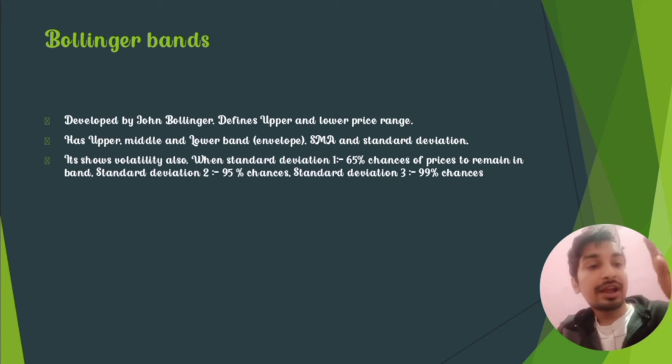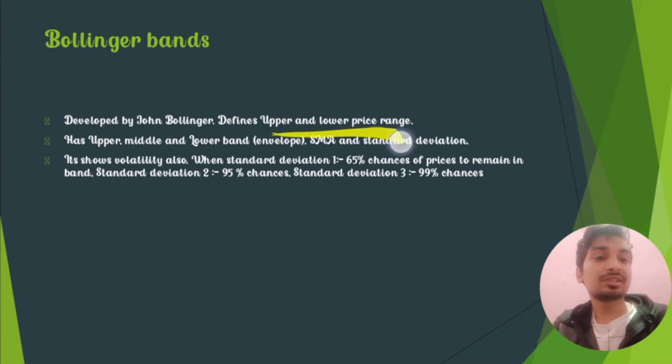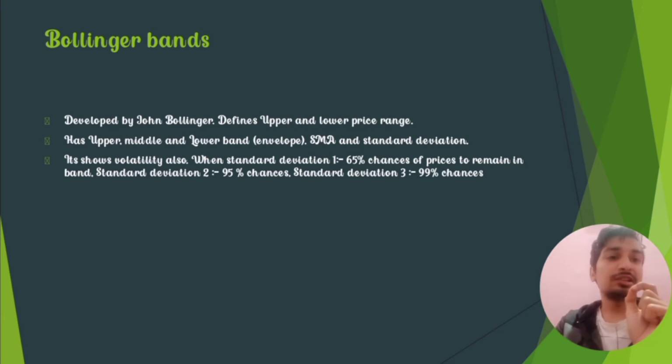I told you about support and resistance. A moving average acts as a support and resistance, right? So here you can easily see the upper price and lower price range. It will show you the highest price and the lowest price range, so you can easily make a buying and selling decision. At the lowest point you can buy, at the highest point you can sell.